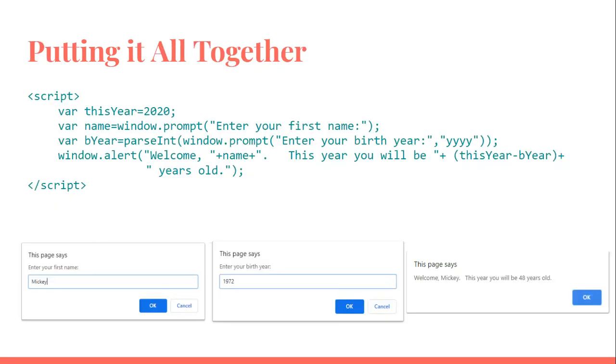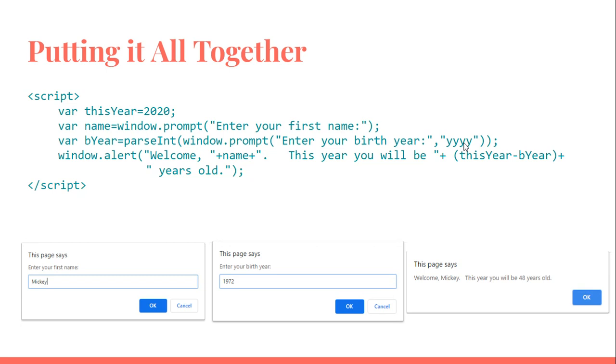So here we are putting it all together. I'm going to create a variable called this year equals 2020. I'm going to create a variable called name and set it equal to window.prompt, enter your first name. Notice there is no parsing because it comes in as a string and a name is a string. And then I'm going to ask for their birth year.